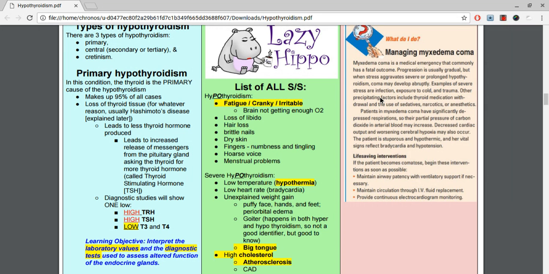If it's gotten to the point where it's at myxedema coma, this brain has been asking for oxygen for a very long time before suddenly shutting down. So watch out for that. Be thoughtful of that. The patient is often stuporous and hypothermic. Their vital signs will reflect bradycardia and hypotension.